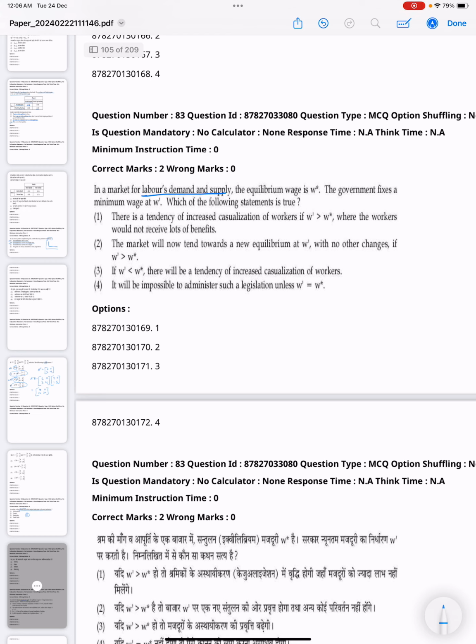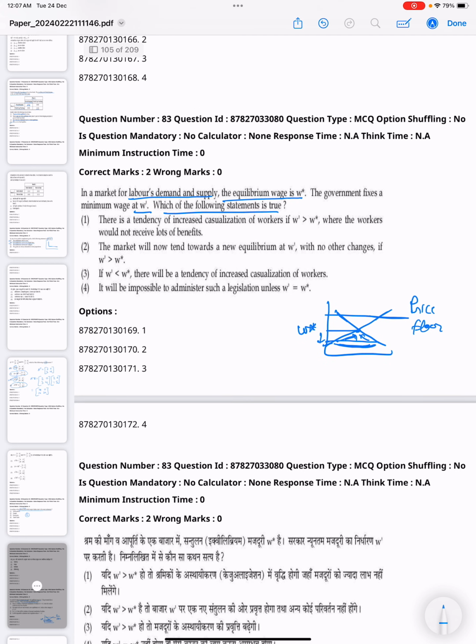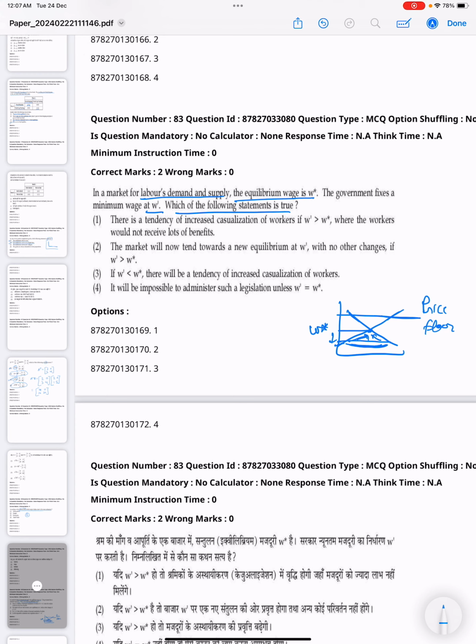In a market for labor, demand and supply, the equilibrium wage is W star. The government fixes a minimum wage. If the government wants to set a minimum wage at W dash, which of the following statements is true? The minimum wage acts like a price floor, because if they set a minimum wage below W star, it would eventually get back to W star, because there would be an excess demand for labor and this would lead to an increase in the wage rate. Which of the following statements is true? There's a tendency of increased casualization of workers if W dash is greater than W star, where the workers would not receive many benefits. This makes sense because this would be the labor demanded at the prevailing minimum wage, and this would be the excess labor that is willing to supply their labor, so that would lead to casualization. Okay, look at the other options as well.